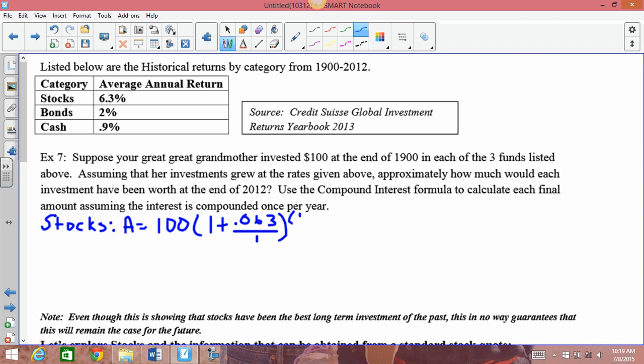Raise it to the N, which is 1 times T, and you were doing this from 1900 to 2012, so that is 112 years. So if you pop that in the calculator, you should find that at the end of that 112 years, had great-great-grandmother done that, you would have potentially a little over $93,696.99.